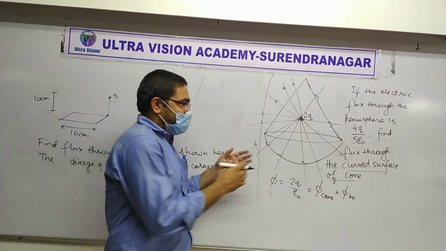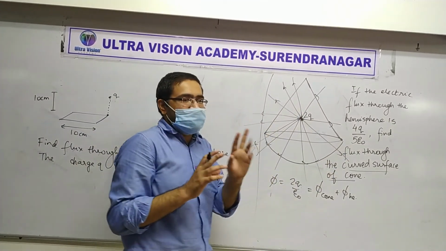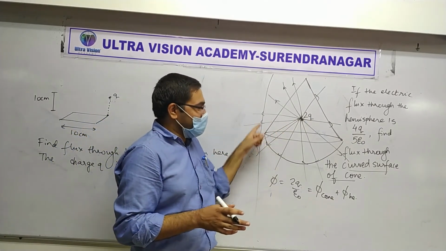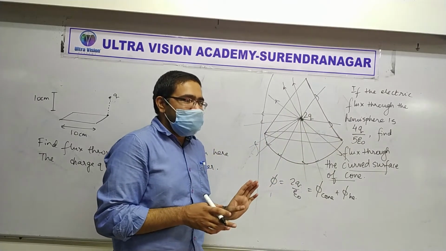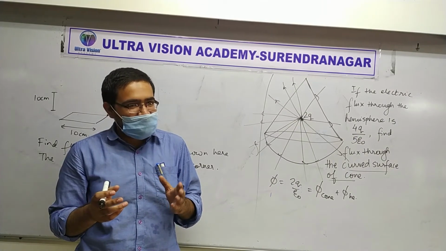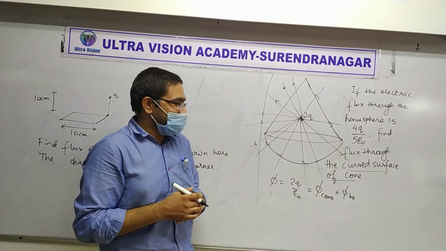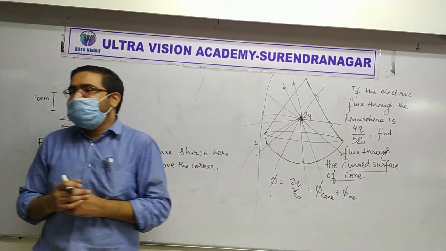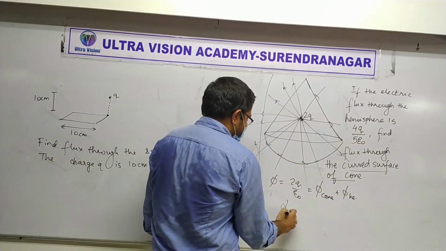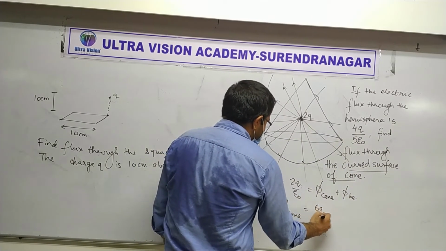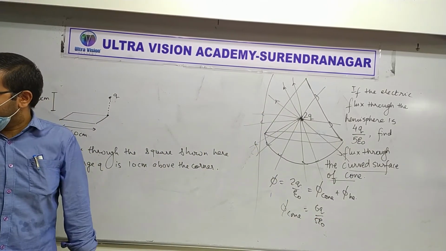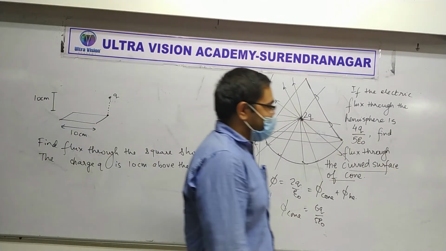I have split this whole surface into two parts. Which two parts? Cone and hemisphere. So if the flux for the hemisphere is given, then we can find flux for the cone. Got it? Sure? So the answer will be like he said, 6q by 5 epsilon 0. If you put this value given to us, we can get 5 for the cone. It will be 6q by 5 epsilon 0. Did you get it? Yes. Okay. So that's what it is.